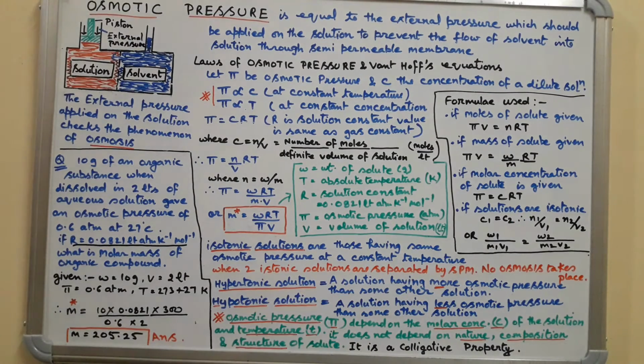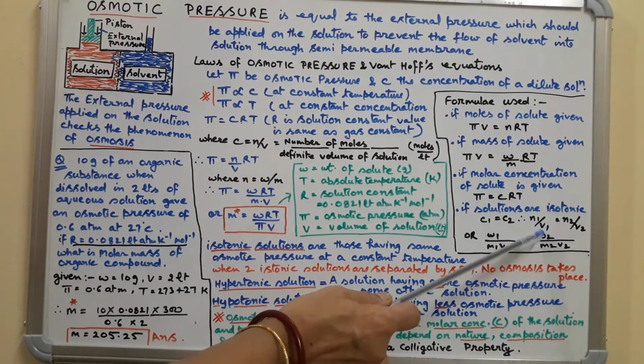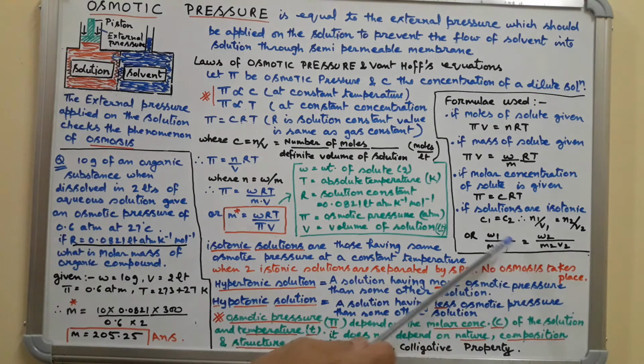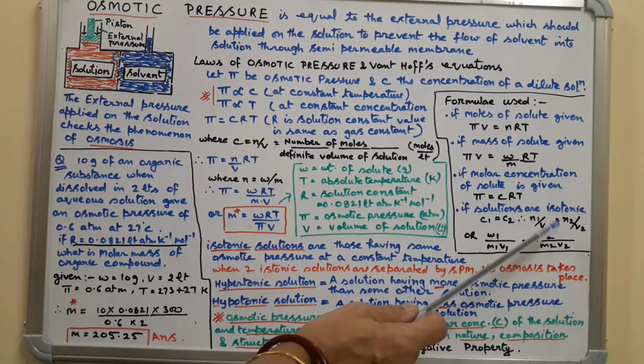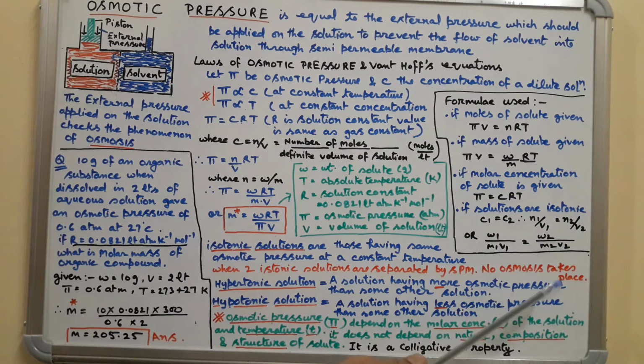Opening this, C is equal to n by V. So n1 by V1 equals n2 by V2. Now again if I open, n is the number of moles, which is equal to W by M. So I can write here W1 upon M1 V1 equals W2 upon M2 V2. This is one more transformation of this particular formula.